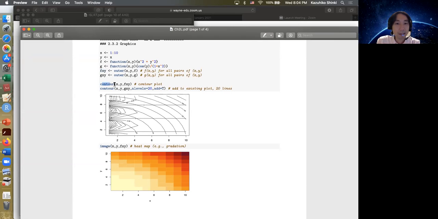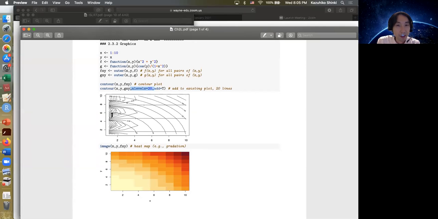So for the contour plot, x is 1 to 10, a vector of 10 numbers. Y is 1 to 10, a vector of 10 numbers. F of x, y is a 10 by 10 matrix. Then we can get this contour plot. And for g of x, y, it's the same thing. We use the outer function to evaluate g at 1, 1 to 10, 10, and then we can get the contour plot. I specified the number of contours as 20.